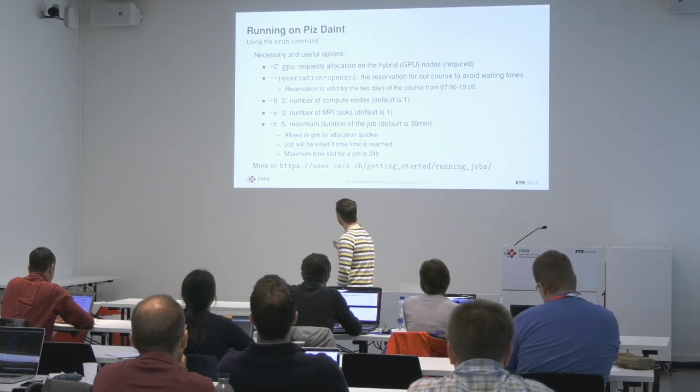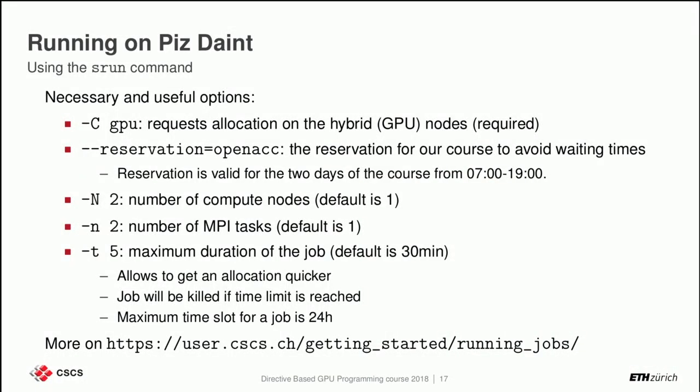So, necessary and useful options that we're going to use. First, running with the srun command, but those are valid also for the sbatch. First of all, this is required. You have to specify the subset of nodes of the system that you want to run. There are basically two major partitions, so to say, virtually. One is for the hybrid nodes, which you take by putting this option. Otherwise, you will get an error message immediately that you have not specified one. And the other is MC, but we don't care. So minus C or minus constraint equals GPU.